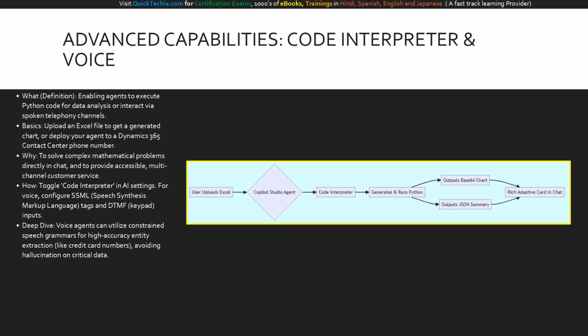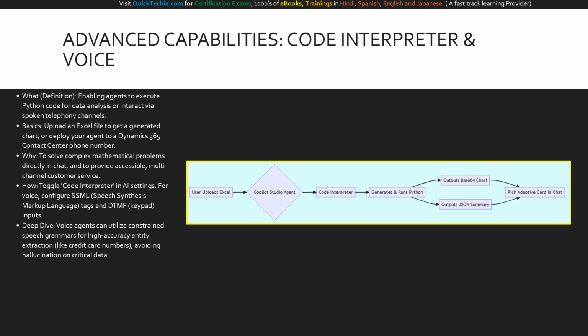Let's push the boundaries with Slide 6, Advanced Capabilities, specifically Code Interpreter and Voice. What is Code Interpreter? It allows your agent to write and execute Python code in a secure sandbox to analyze complex data. The basics: a user can upload an Excel file, ask the agent to find trends, and the agent will literally write Python code to analyze the rows and output a base 64 encoded chart image. Why is this powerful? Because LLMs are bad at math, but Python is perfect for it. How do you do it? Simply toggle Code Interpreter in the generative AI settings.